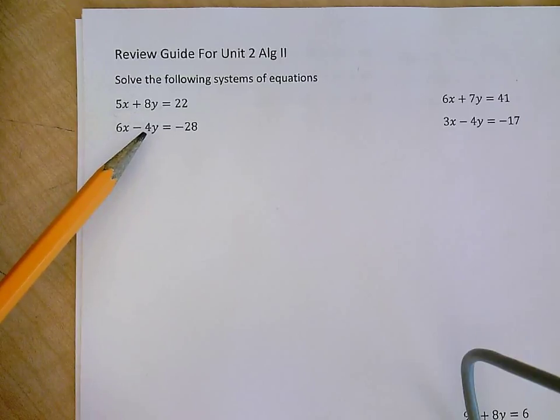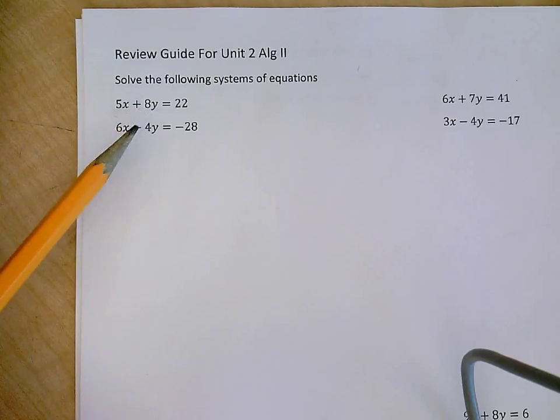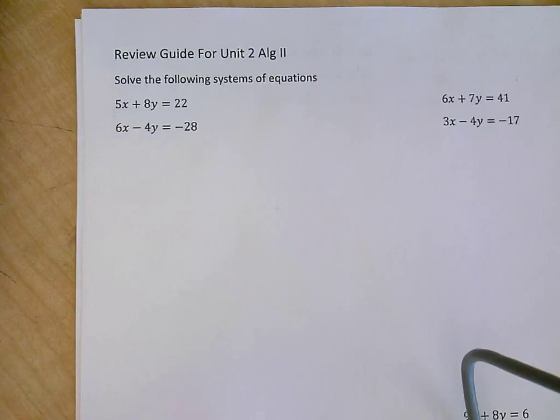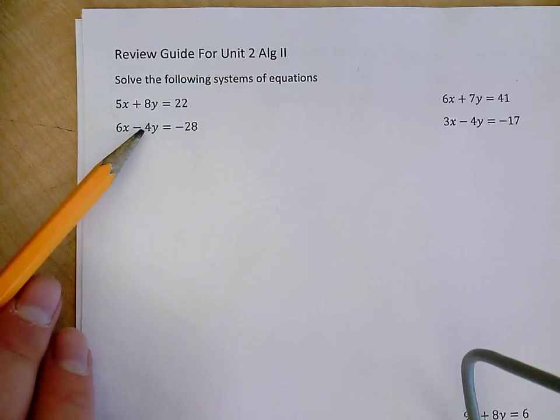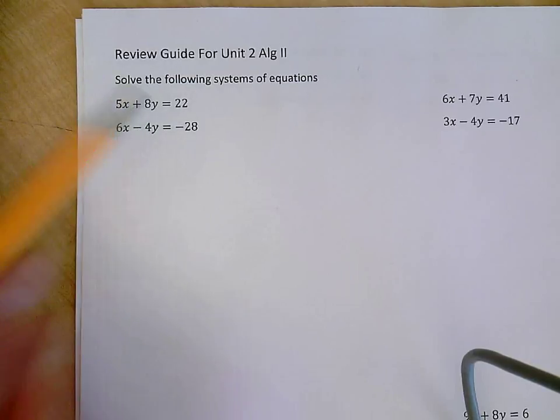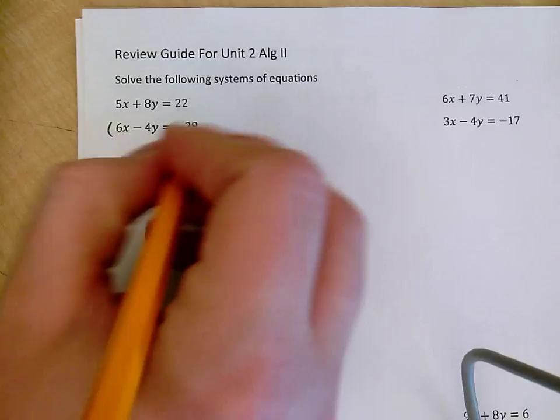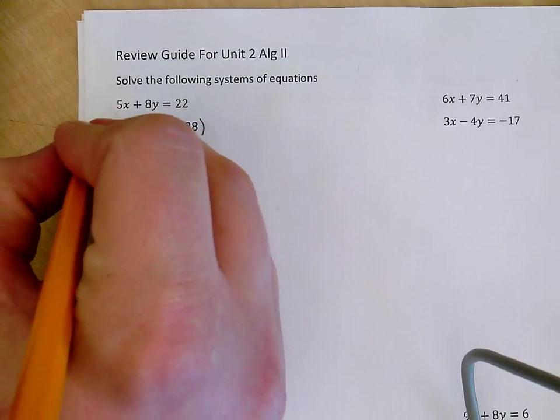Well, what I'm going to do is try to eliminate these y's because I know 4 is a multiple of 8, so I know it's pretty easy to do something to this 4 and actually still be able to do what I want to do. So I know that if I take 4 and multiply it by 2, I can get to 8. So what I'm going to do is multiply this equation by 2.